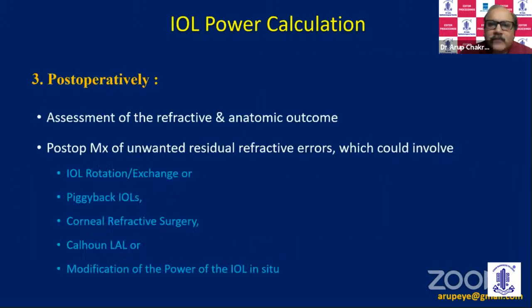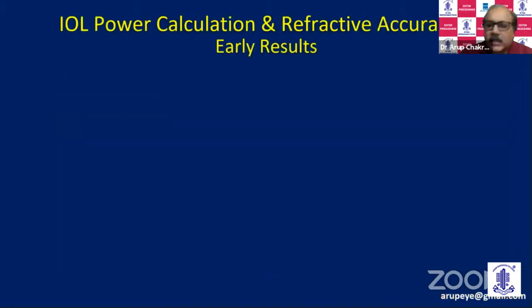So the post-operative period is the moment of truth. Moving beyond the anatomic outcome, we look at the refraction, and if there's an unwanted residual refractive error, the operating surgeon himself should be in a position to take care of it. Again, this discussion will be postponed to a subsequent date.